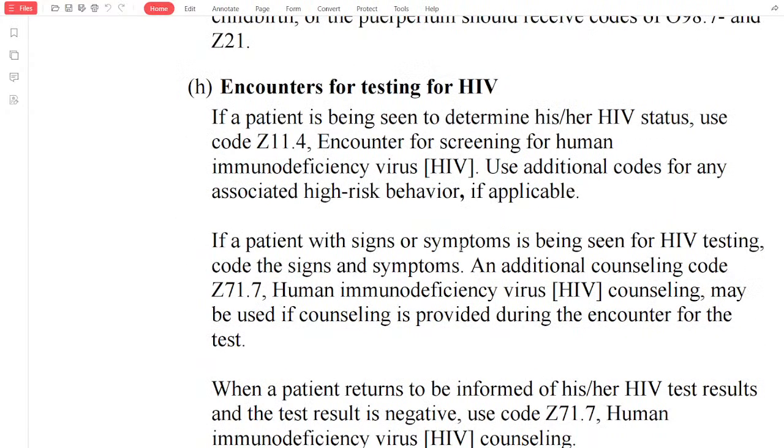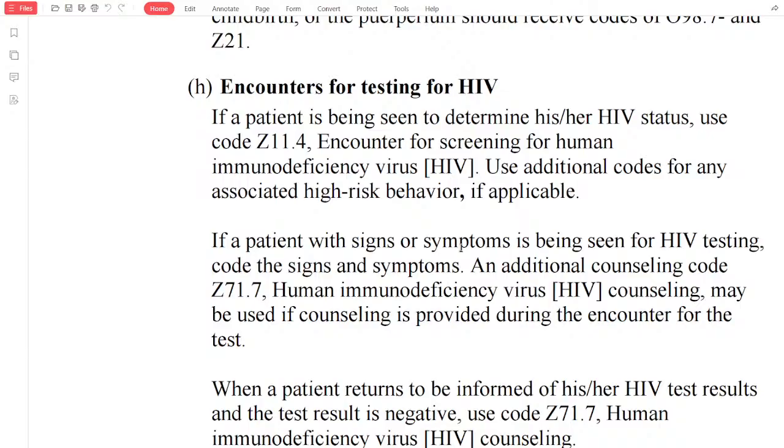Next is encounters for testing for HIV. If a patient is being seen to determine his or her HIV status, use code Z11.4, encounter for screening for human immunodeficiency virus (HIV). Use additional codes for any associated high risk behavior if applicable.